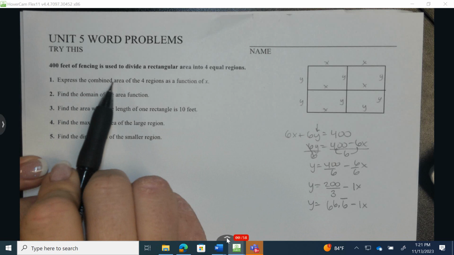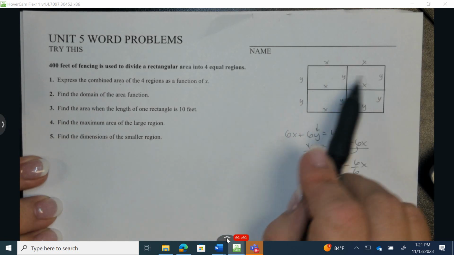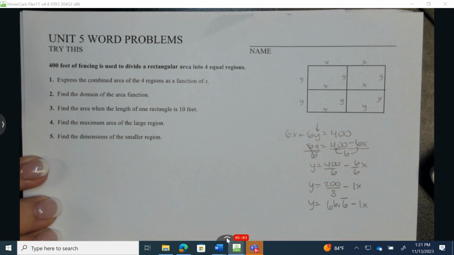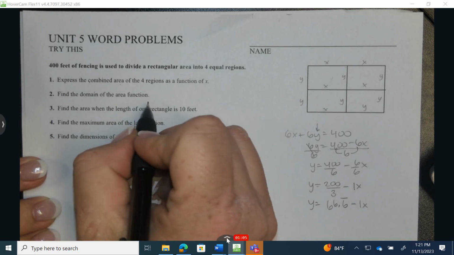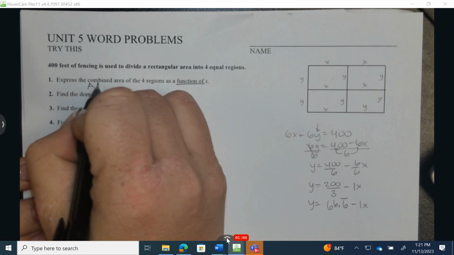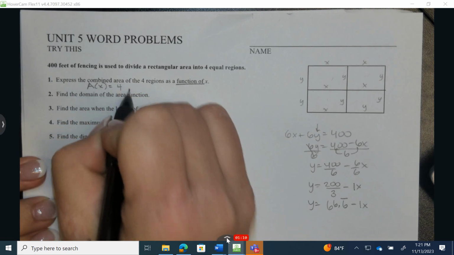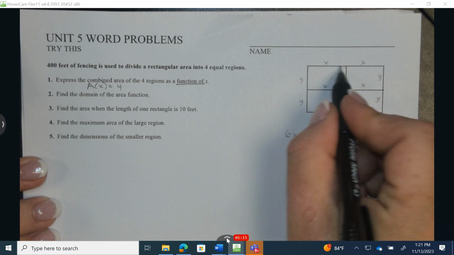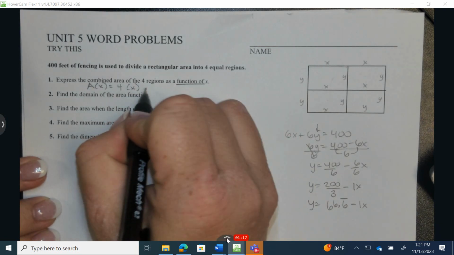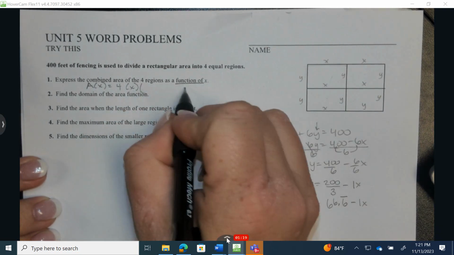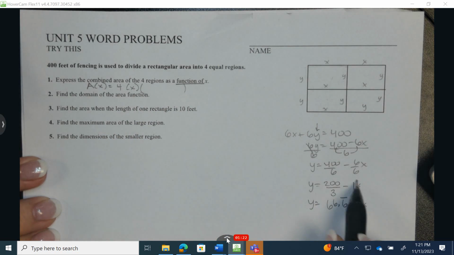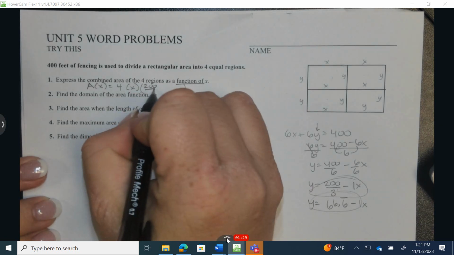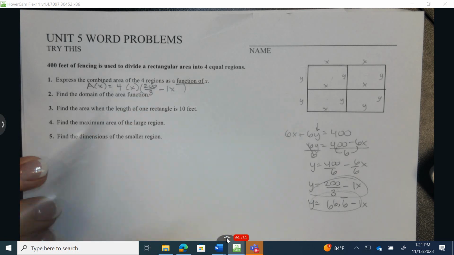So let's come up here. Let's express the combined area. So let's figure out what the area of one of these is, and then we're going to multiply it by 4. So if I look up top, remember we need to write this as a function. So area, now we have 4 rectangles. Let's now think about just one of these. We have right here a length of x, and now the width, I'm not going to put y, I'm going to put what the width is equivalent to. I could use this one, or I could use this as well. That would be just fine. And so I'm going to stick with 200 over 3 minus 1x.